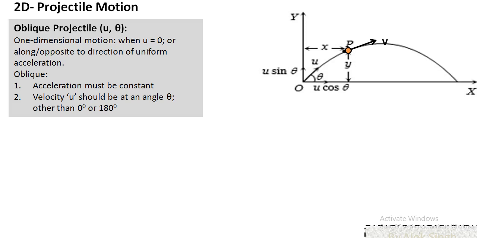The oblique projectile we are going to study should meet two conditions. One, acceleration must be constant. We are only going to study the case when the acceleration is constant or uniform, in other words, uniformly accelerated motion. And second, velocity should be at an angle theta other than 0 and 180. If it is 0 or 180, it becomes one-dimensional motion.